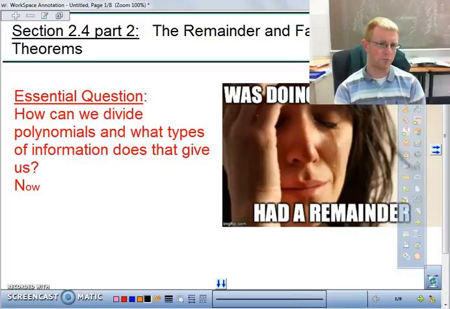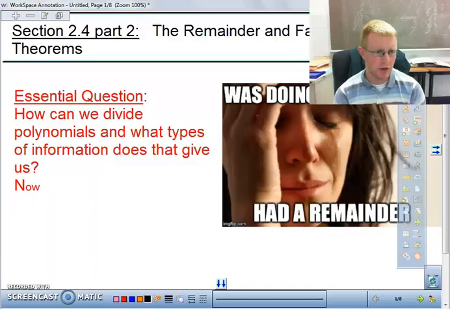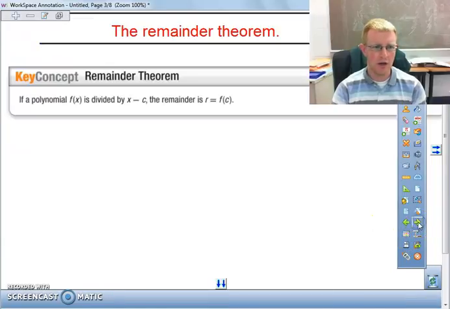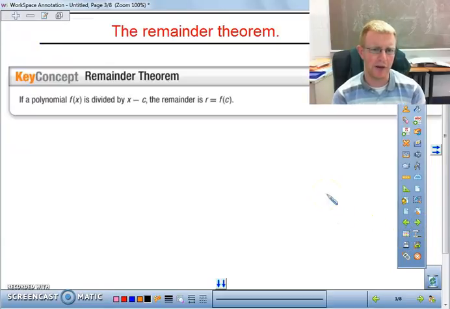All right, so this is section 2.4, part 2. Still talking about the remainder and factor theorems and how we can divide polynomials and what type of information it gives us. So with this, we're still doing the same thing. We're going to learn how to use the factor and remainder theorem. And we're going to talk a little bit about what the remainder theorem is.